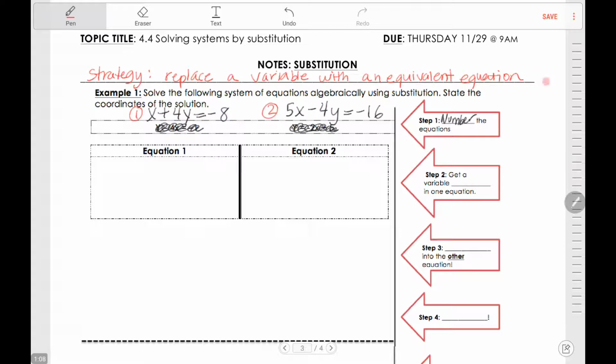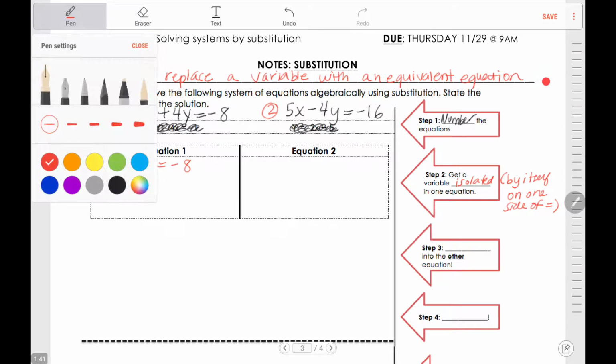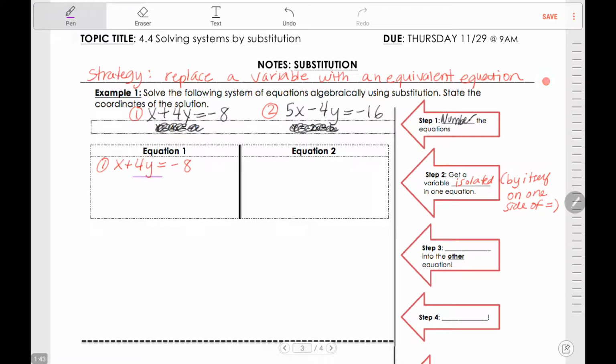We have two equations in our system, 1 and 2. Step two is to get a variable isolated or by itself on one side of the equal sign in one of the equations. So let's look. Looks like equation number 1 is going to be way easier to get x by itself. Look at how x is just a simple variable. It doesn't have a coefficient. I won't have to divide later. So to get x by itself on one side of the equation, all I need to do is subtract 4y over.